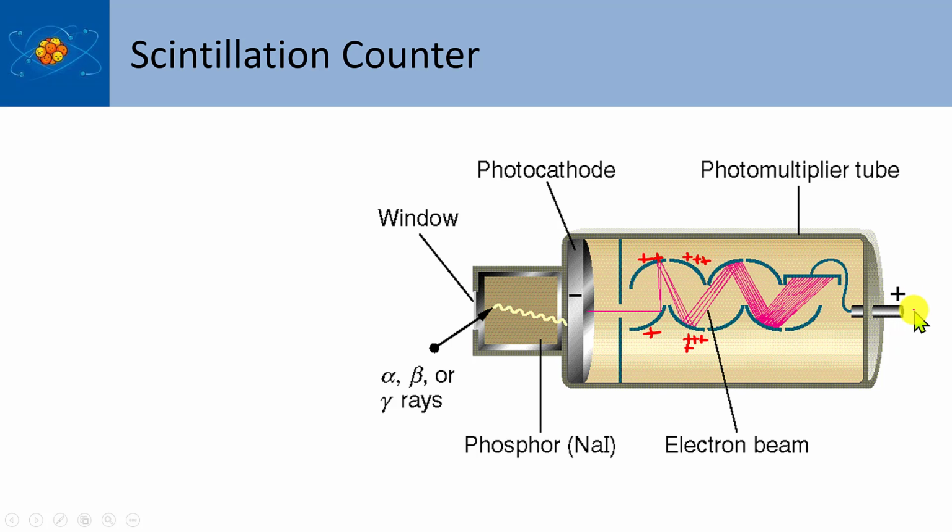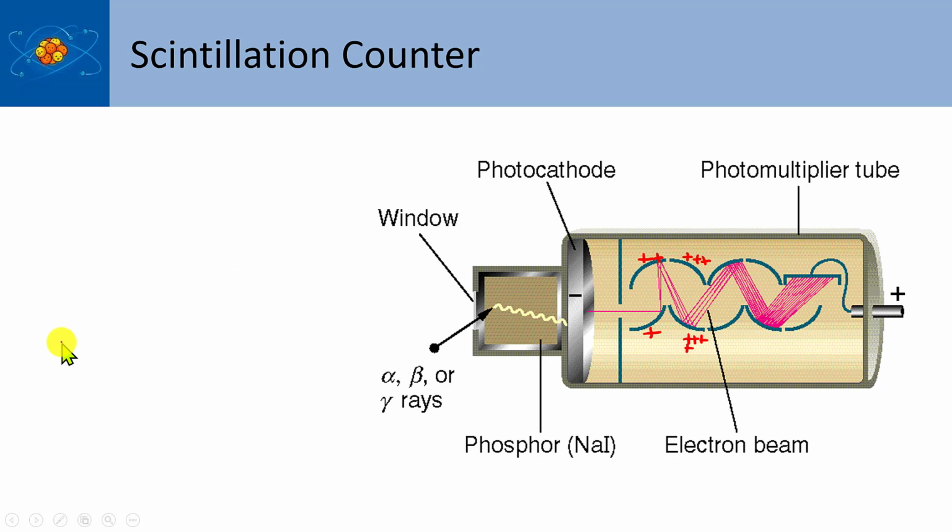So the advantage of a scintillation counter is that it's more sensitive than a Geiger counter, but it can also tell what kind of particles you're dealing with based on the number of photons or photoelectrons that are produced in the process. So these are known as photoelectrons in here. Okay, so that's how we detect.